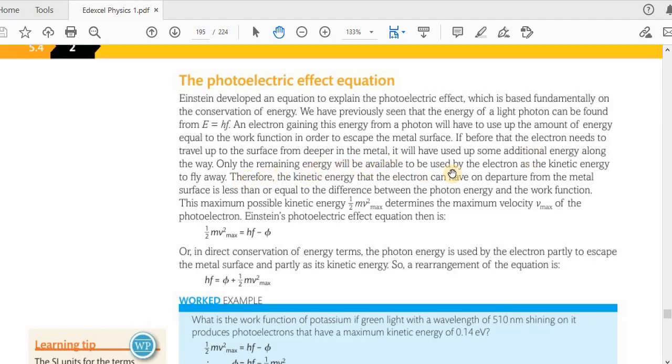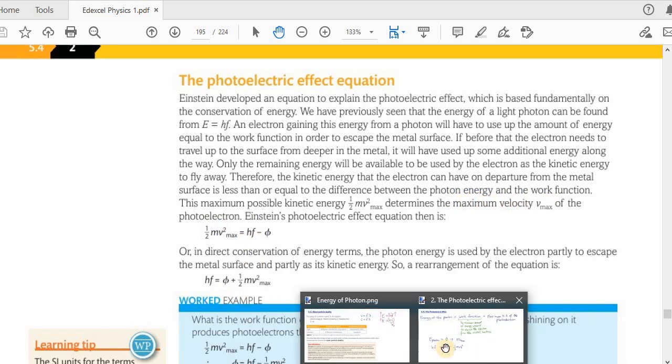Only the remaining energy will be available to be used by the electron as kinetic energy to fly away. Therefore, the kinetic energy that the electron can have on departure from the metal surface is less than or equal to the difference between the photon energy and the work function. So if you rearrange, you get this.